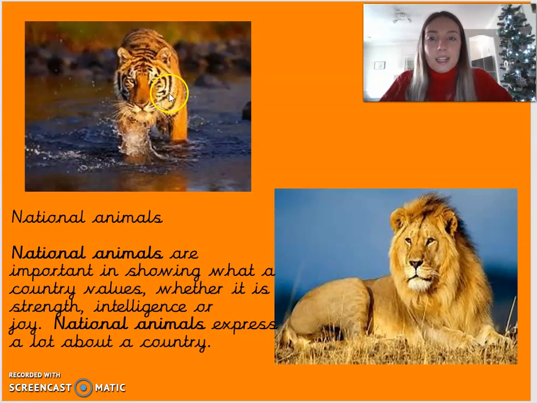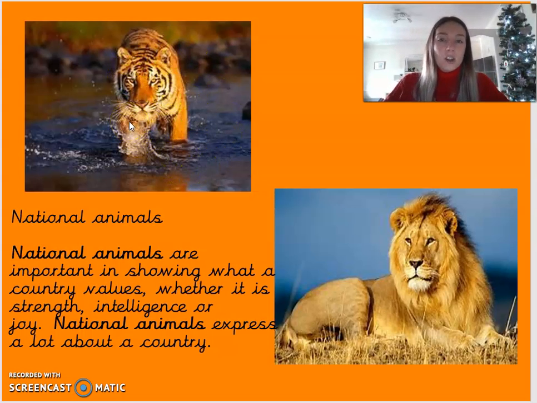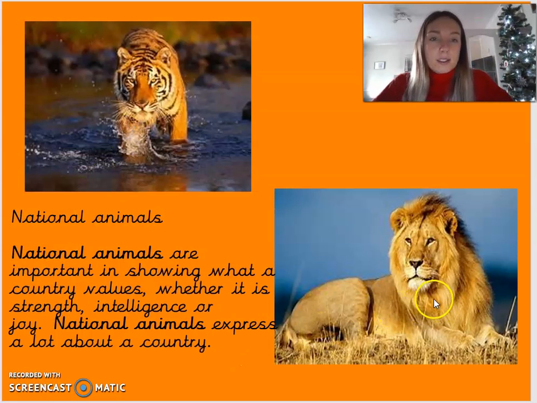Okay, so the tiger is the national animal of India, and that is because tigers are found across 17 states in India. And it's thought that tigers are agile and they show great strength. And that is why a tiger is the national animal of India. And for similar reasons, our national animal is a lion, because a lion is thought to show great courage and strength as well. So national animals express a lot about a country and their values.